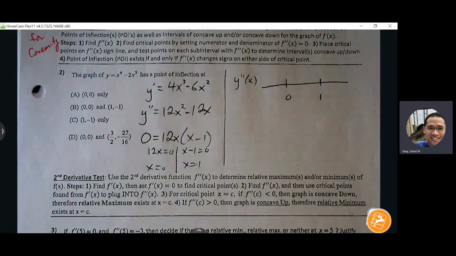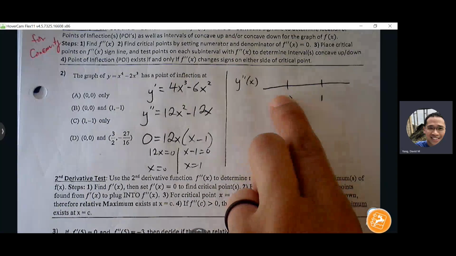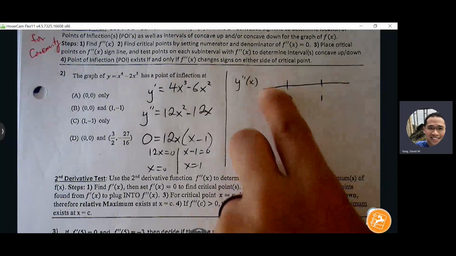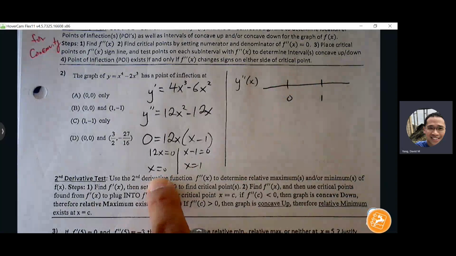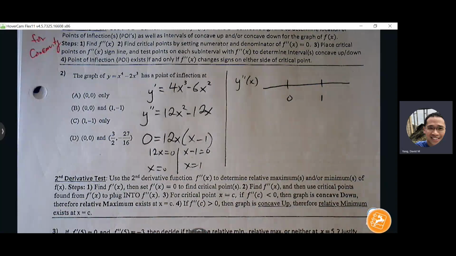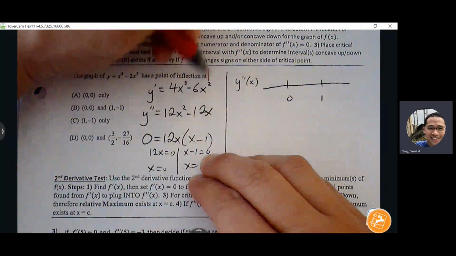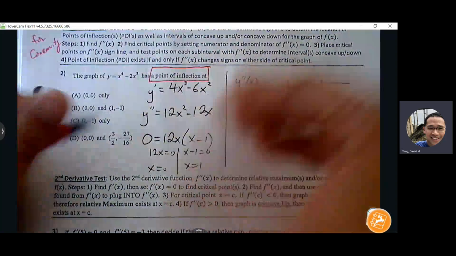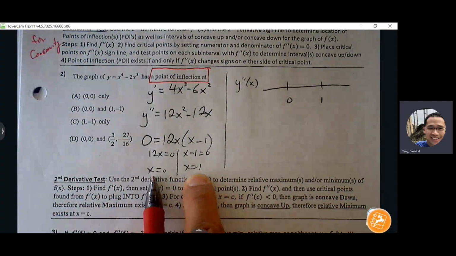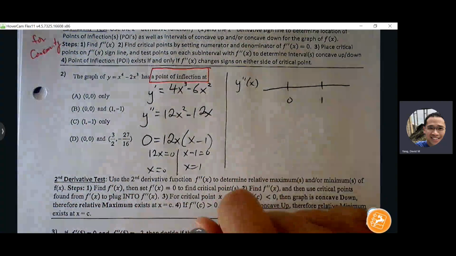I just want to point out, this is a common mistake that students make. When asking for point of inflection, some students would just get to the critical points and stop there, and they would assume that every critical point is a point of inflection. But we have to go through the sign line because we have to double check that there's actually a change in signs. If there's no change in signs, it's just a critical point, but it's not a point of inflection. So just be aware of that. That's very common because it feels like we're done once we solve for x, but we still have to go through that sign line test.